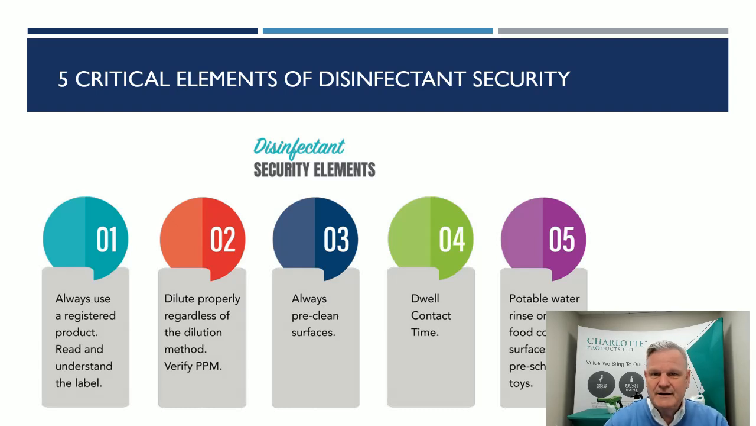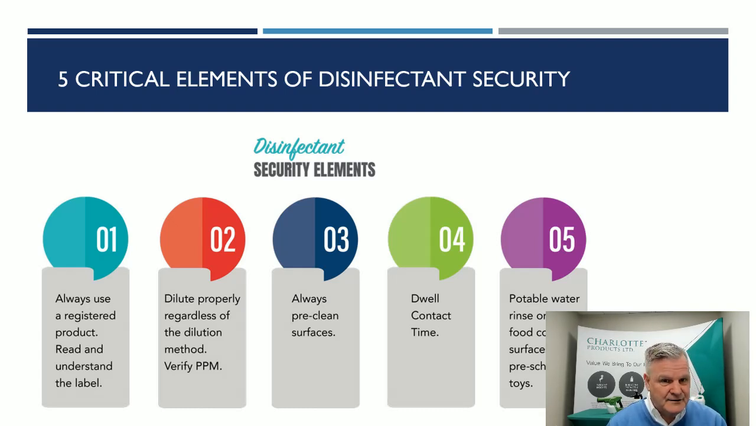The 5 critical elements of disinfectant security: always use a registered product. Make sure it's registered with your local Department of Public Health, right? Understand what the label says. Dilute it properly regardless of the dilution method. So it doesn't matter what you're doing. If it says 1:64, mix it 1:64. More is not better. Always pre-clean surfaces.